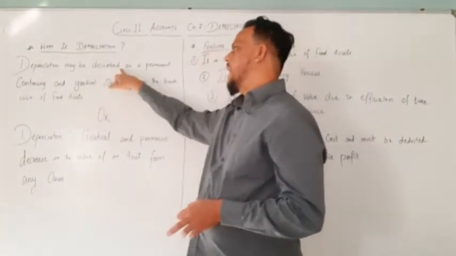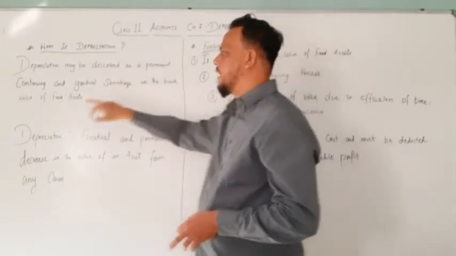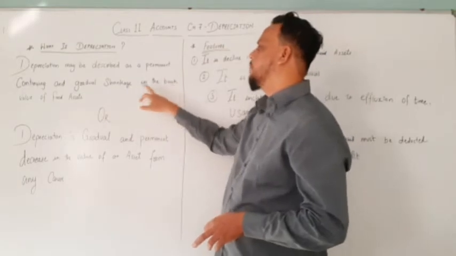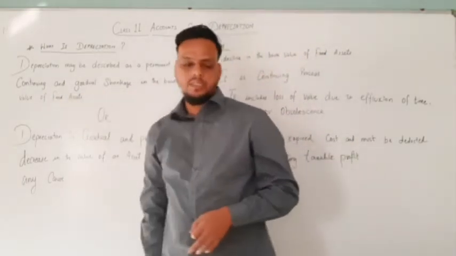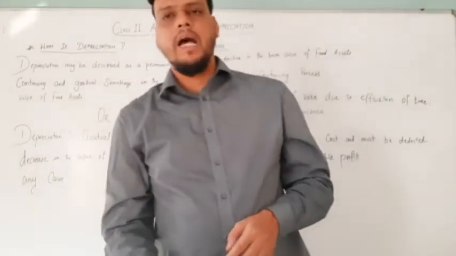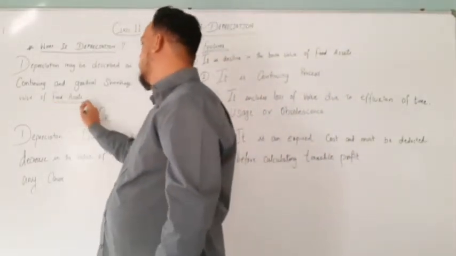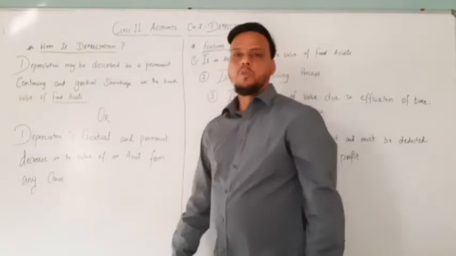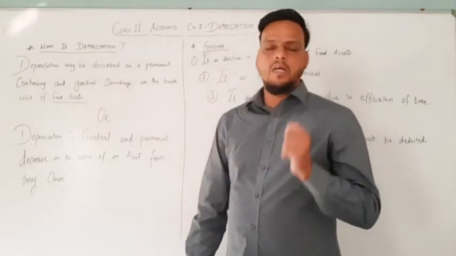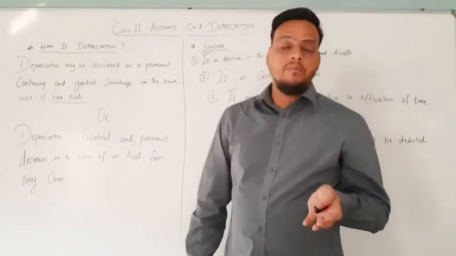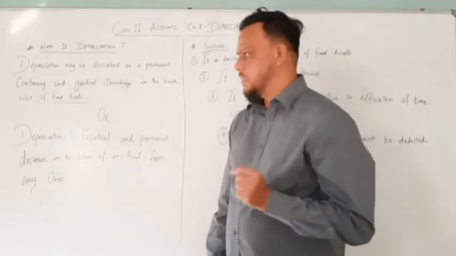Depreciation may be described as a permanent, continuing and gradually shrinking age in the book value of a fixed asset. So first, two things I need to make sure: fixed assets are those which are being used for more than 5 years, like machinery and land and buildings, which are examples of fixed assets.